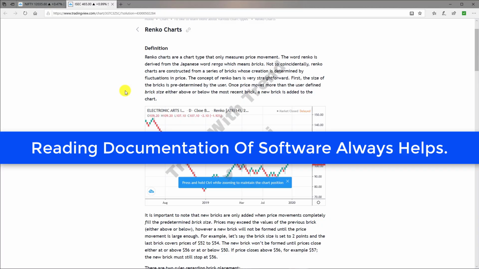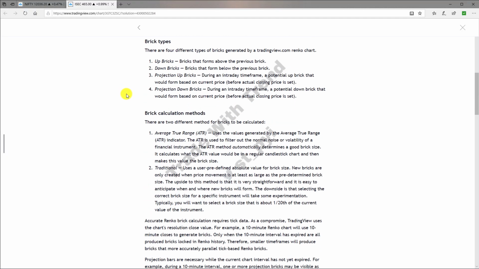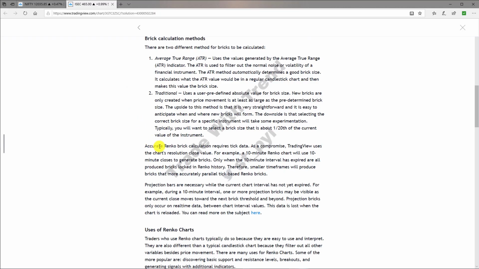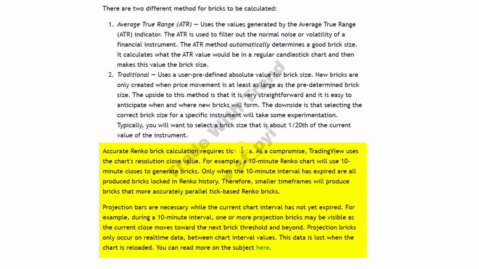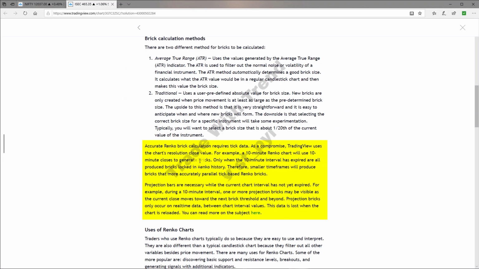Now the reason I say that you need to refer to the documentation of your Renko software is because look at how TradingView explicitly specifies how they are plotting Renko bricks. Now TradingView states that Renko brick calculation requires tick data, and as a compromise, TradingView uses the chart's resolution close value, which means for a 10-minute Renko chart, they will be using the 10-minute closing price to generate bricks. Now this is the main reason why I have asked you to look at the documentation of your software, because it's always important to understand how your software is plotting Renko bricks, and then you can adapt accordingly.